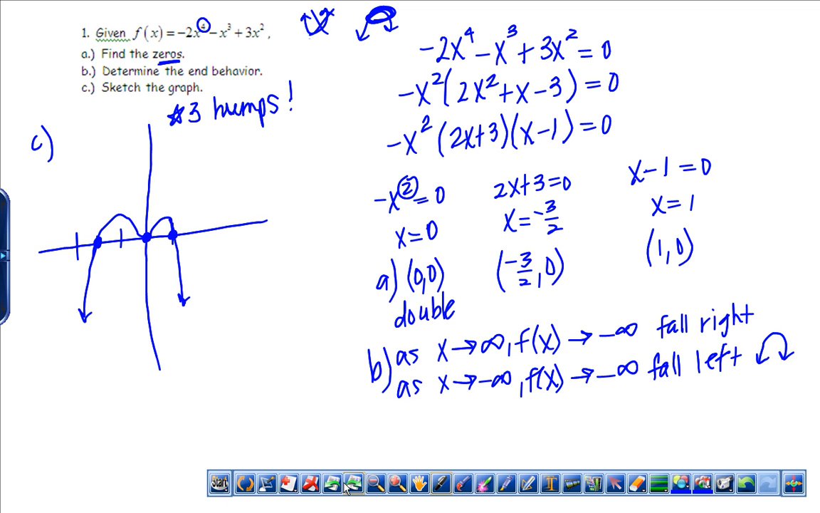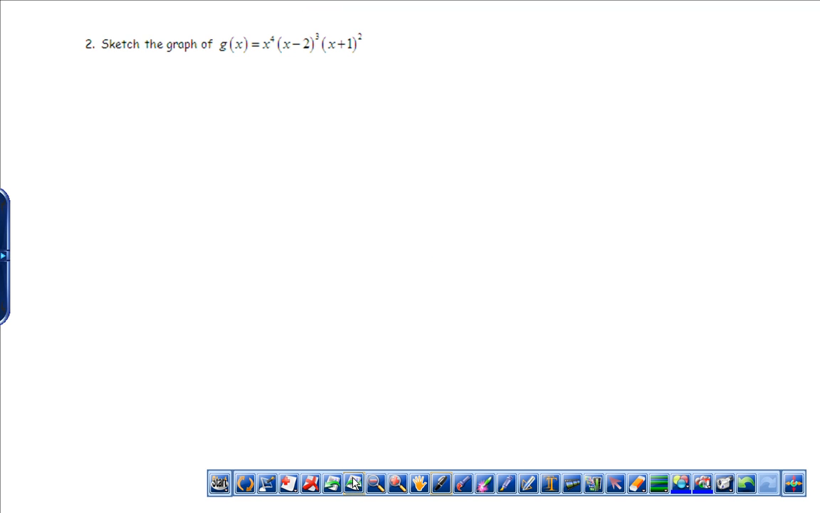Okay, let's try another one. It says sketch a graph of x to the 4th times x minus 2 cubed times x plus 1 squared. Oh my goodness. So this is not multiplied out, but I don't want you to multiply it out. So we're going to do the same thing that we did before. I want to figure out what this graph looks like. So I've got an x to the 4th, an x to the 3rd, and an x squared, so this is an x to the 9th.